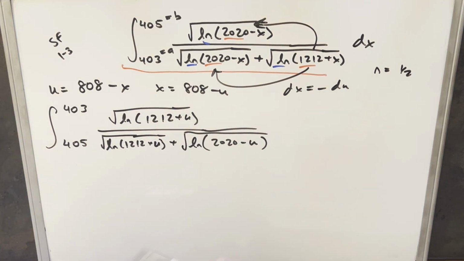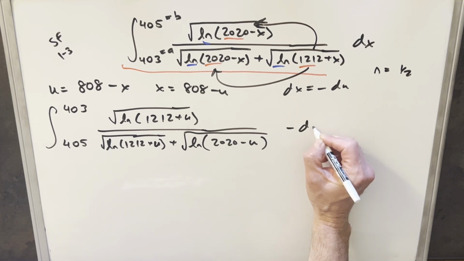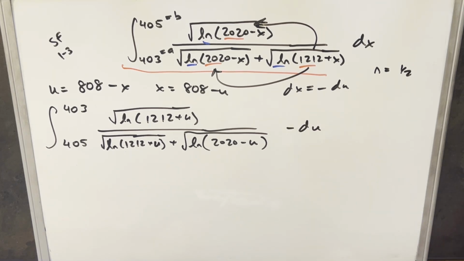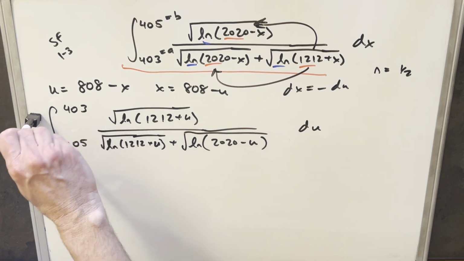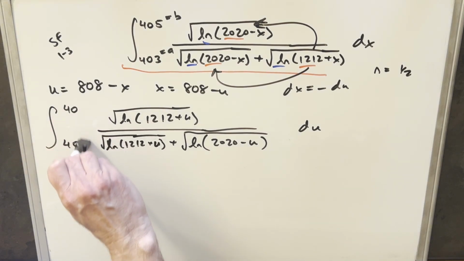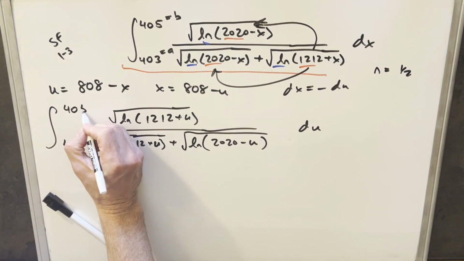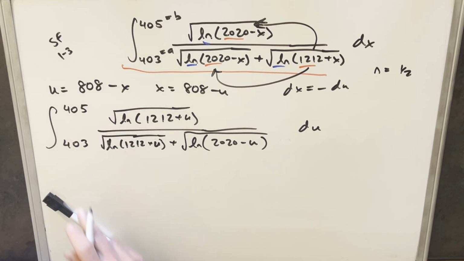And then for our dx value, we'll just rewrite that. That's going to be minus du. But then from here, I'll take my minus sign, bring it out front and use it to swap the bounds. Okay, so we'll put this back to 403. We'll put this back to, now it's matching what we had here.